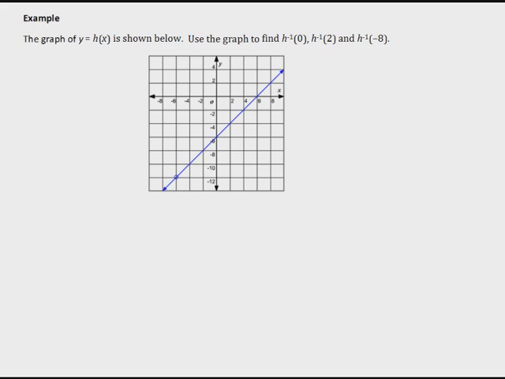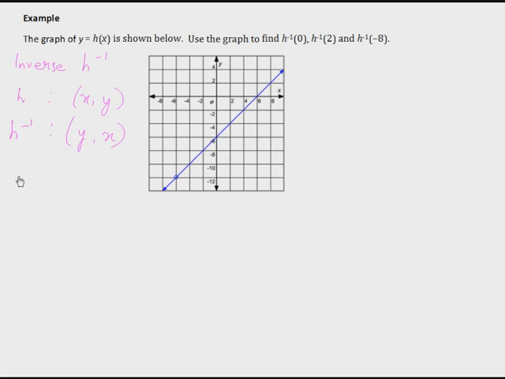The graph of y equal to h of x is shown below. Use the graph to find h inverse of 0. So recall what the inverse is. What the inverse does is, it inverts the x and y coordinates. So h has x and y coordinates x comma y. H inverse will have coordinates y comma x. The x coordinate of h becomes the y coordinate of h inverse and vice versa.